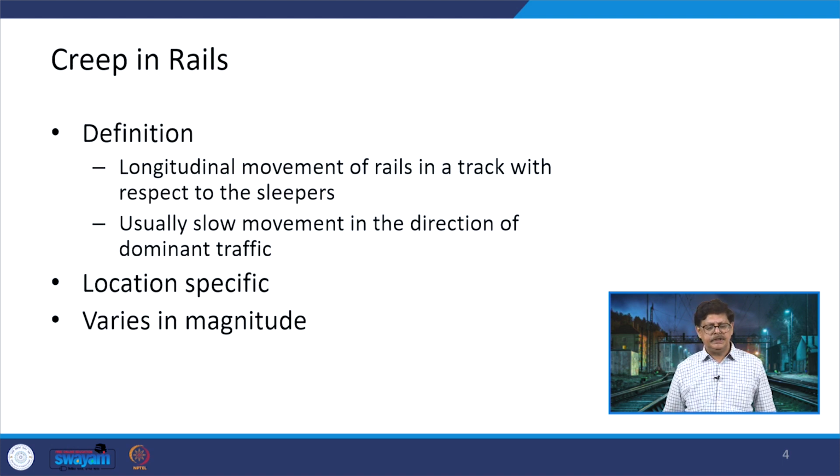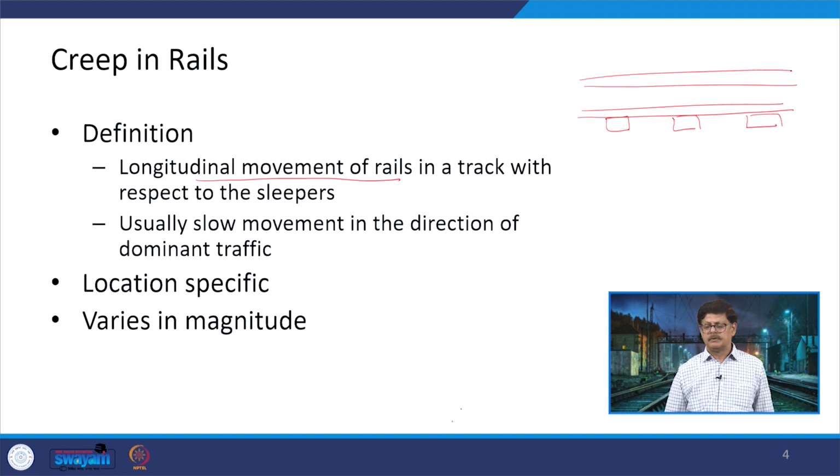So let us talk about the creep. What is creep? Creep is the longitudinal movement of rails in a track with respect to the sleepers. So we have the sleepers, and at the top of the sleepers the rail sections have been placed, and these sleepers and the rail sections have been jointed together by way of fastenings. If any longitudinal movement happens, which can be in this direction or in this direction depending on the cause at that particular place, that is what we are talking about.